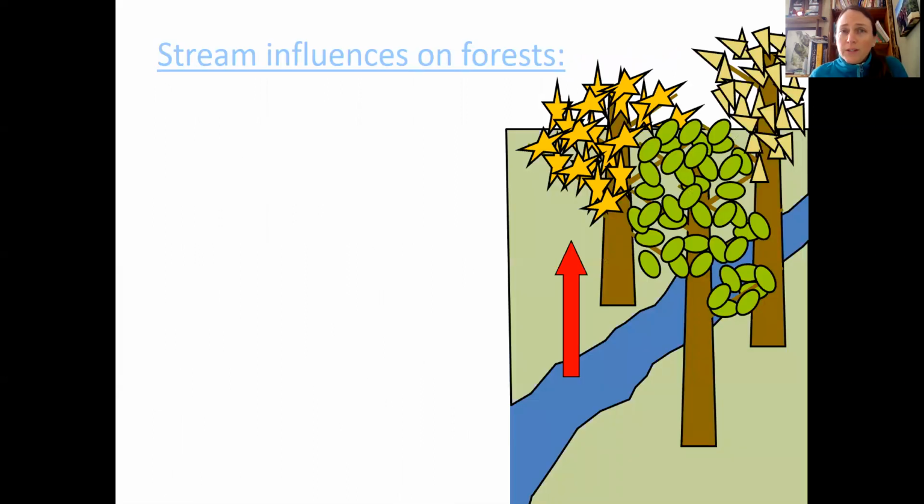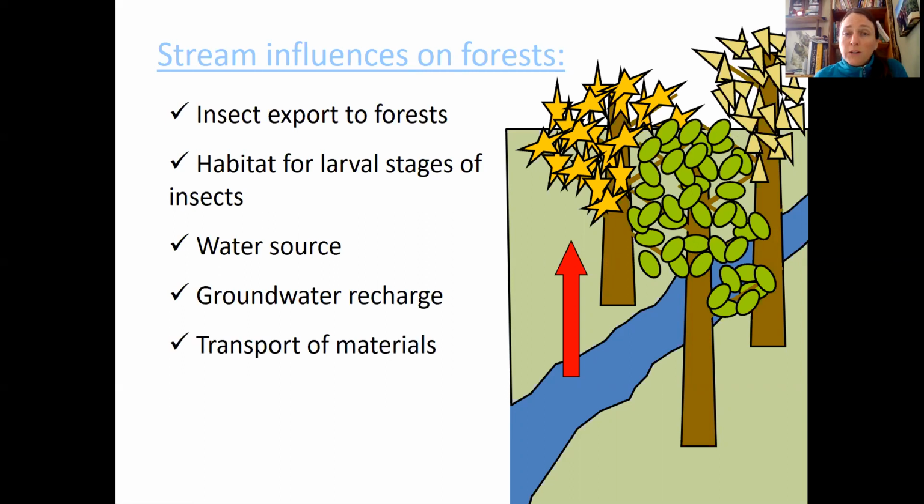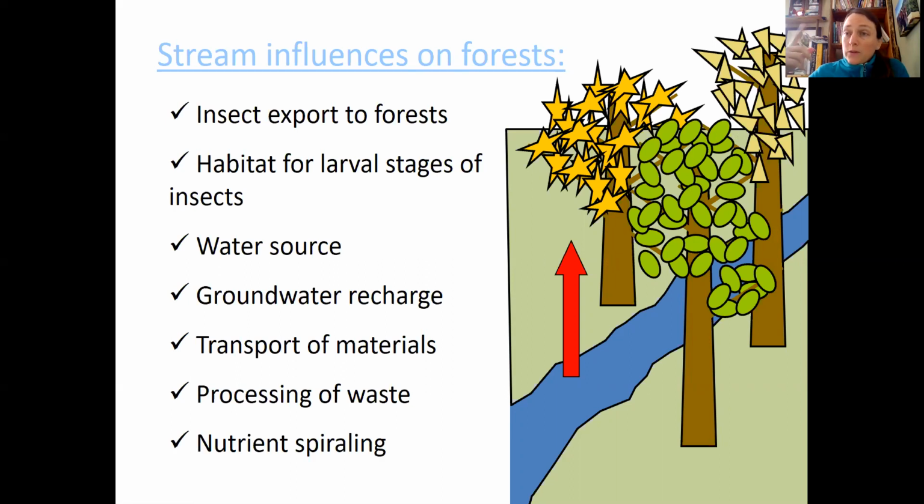So there's lots of ways that streams can influence forests. So streams can export insects to forests. They can provide habitat for larval stages of insects. They can provide water to forests, groundwater recharge. They transport materials out of forests and process their waste. And then we'll learn that they can help process nutrients through nutrient spiraling.